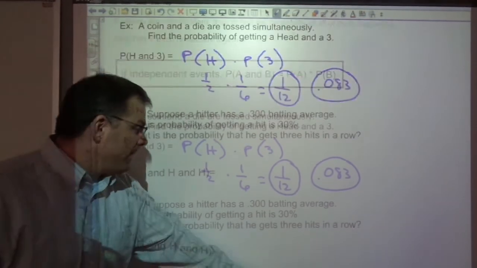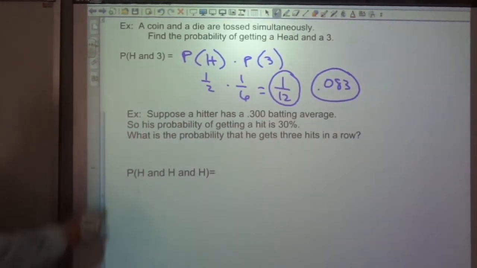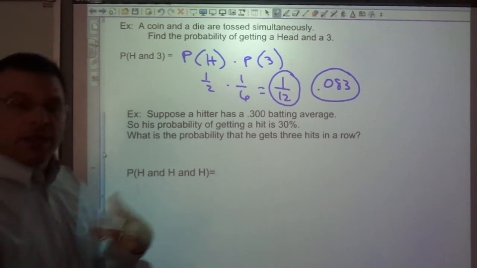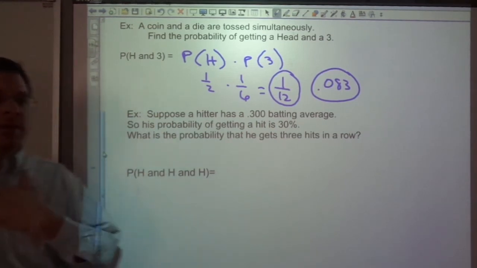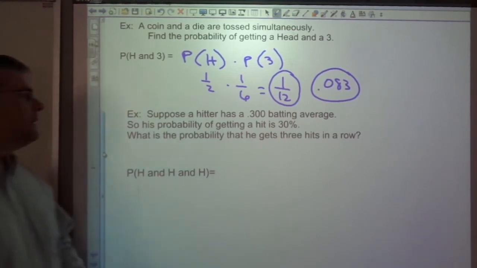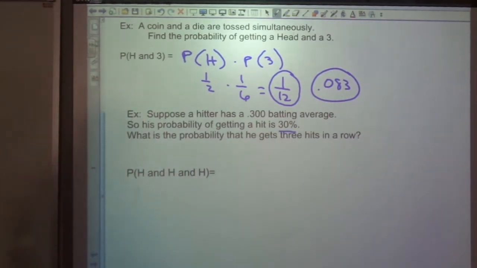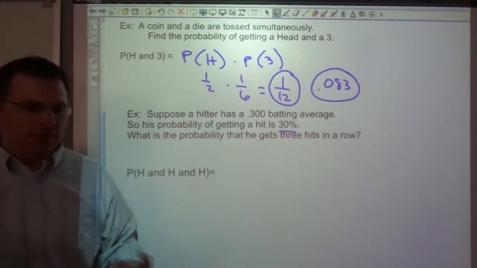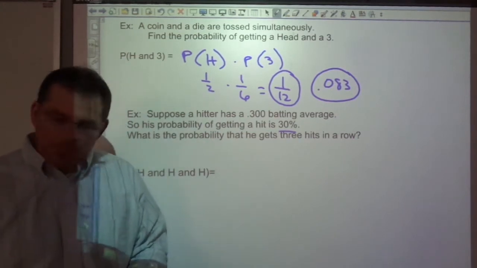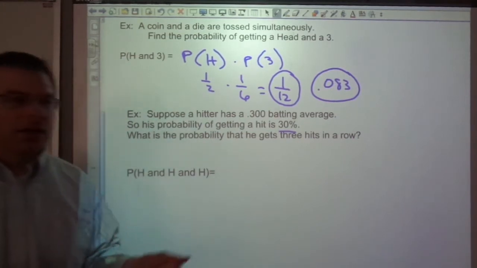All right. Next one. Suppose a hitter has a 300 batting average. That means that 3 out of every 10 times that he comes up to the plate, he's going to get a hit. His probability of getting a hit is 30%. Now, are those independent if he gets 3 hits in a row? Does getting the first hit affect whether or not he gets the next hit?